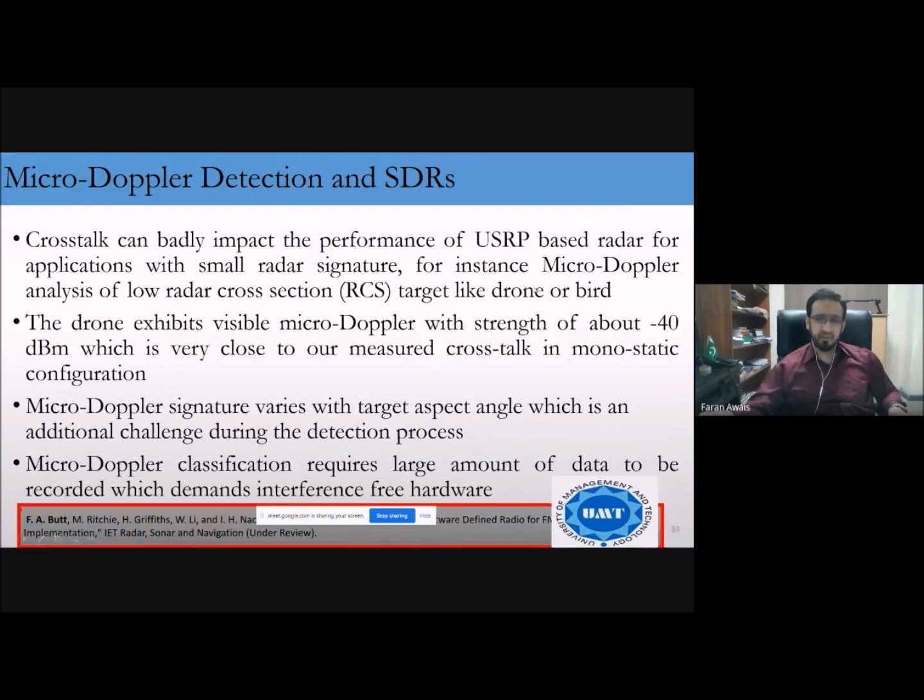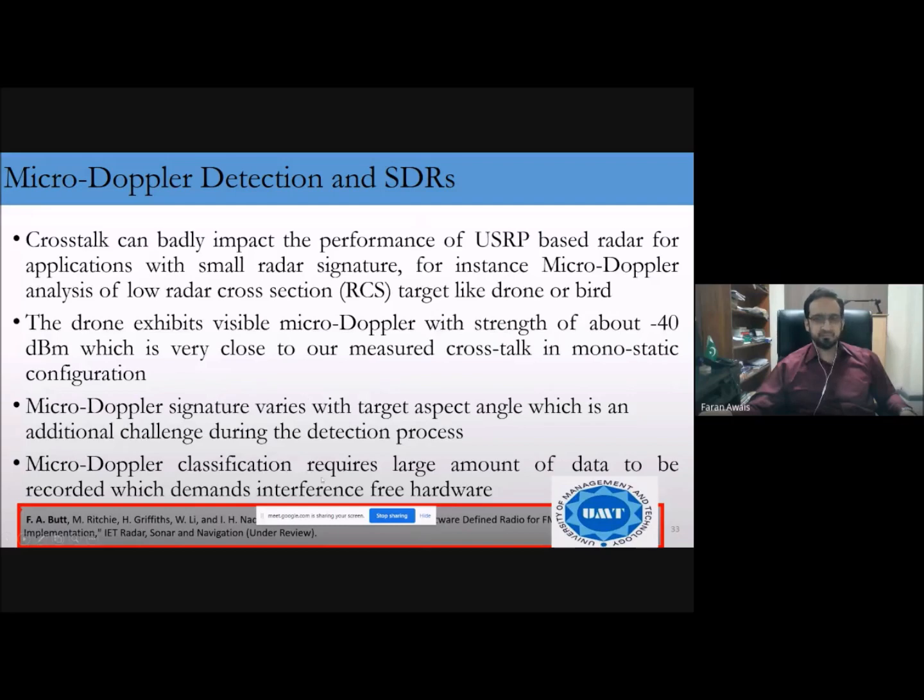So there is some problem with that. The problem is the variation of the micro Doppler signature with the target aspect angle, which is an additional challenge during the detection process. So this is something we need to look at. We have to choose a device or the corresponding SDR that can suit the corresponding type of micro Doppler effect, right? So there are so many issues with that.